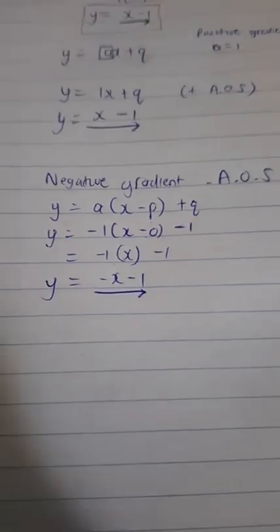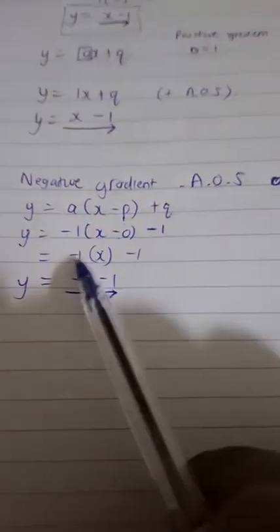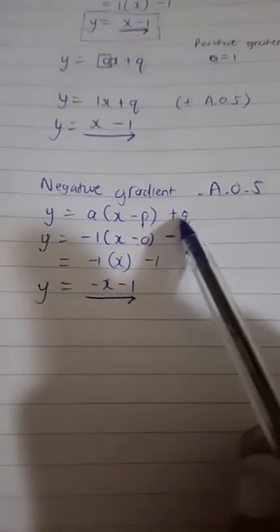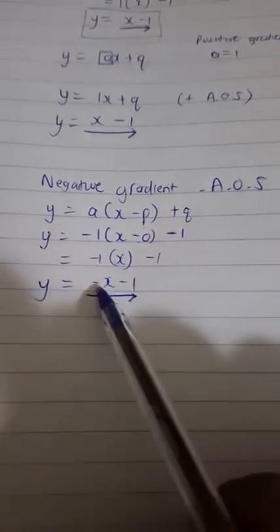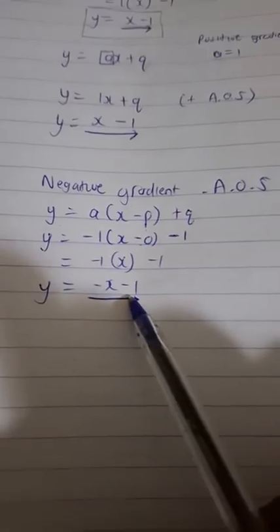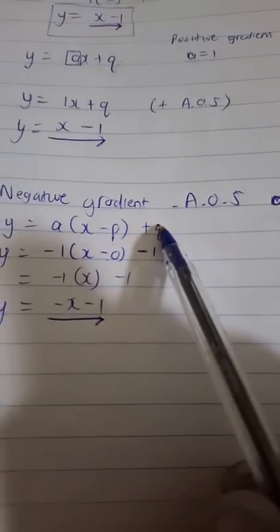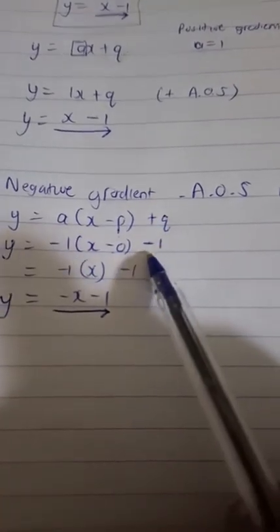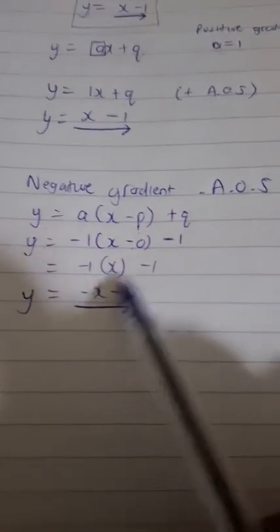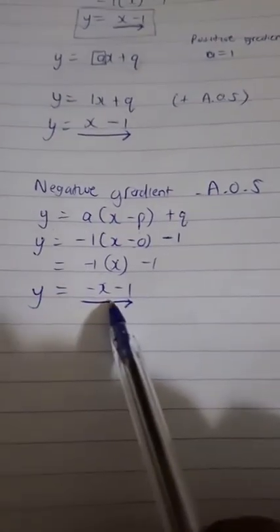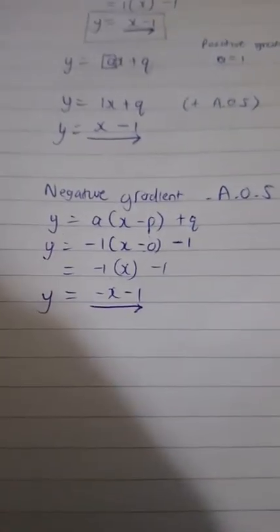So the final answer is -x minus 1. This here, guys, is the equation of the negative gradient axis of symmetry. The gradient is -1 as it ought to be. And then obviously the y-intercept of the negative gradient axis of symmetry is also the horizontal asymptote of the hyperbola, because basically that's where the two meet. All right, so there it is. Y is equal to -x minus 1.